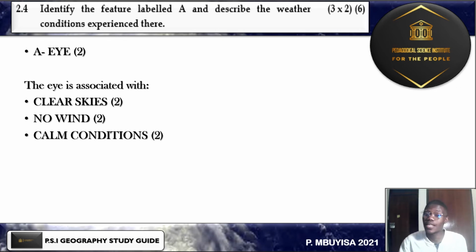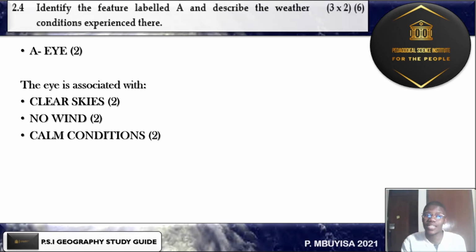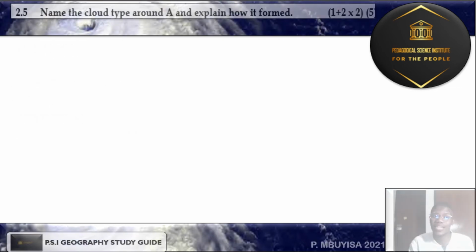Identify the feature labeled A and describe the weather conditions experienced there. We said that is the eye, and the eye is associated with clear sky, no wind, calm conditions. So those are the conditions we have in general. We say stable conditions.